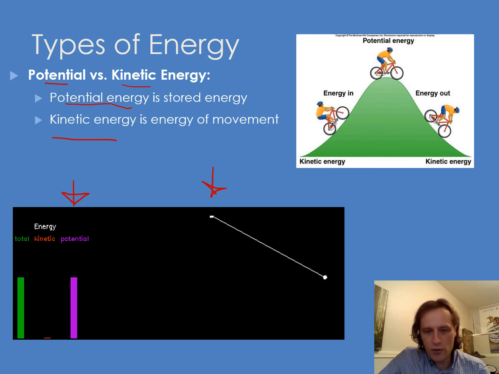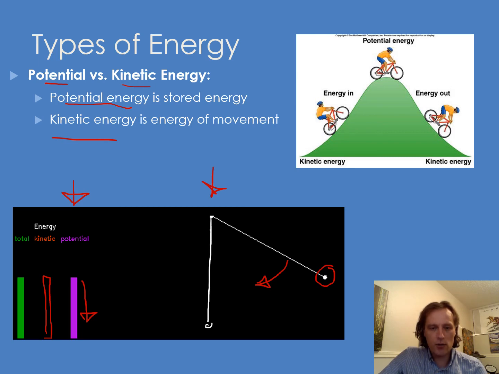So now that we've paused it right here, at this point the pendulum has zero kinetic energy because it is not moving. As it begins to move back this way, its potential energy will be converted to kinetic energy. And you'll see the potential energy bar go down and the kinetic energy bar go up until the maximum kinetic energy is attained right when the pendulum gets to the bottom.